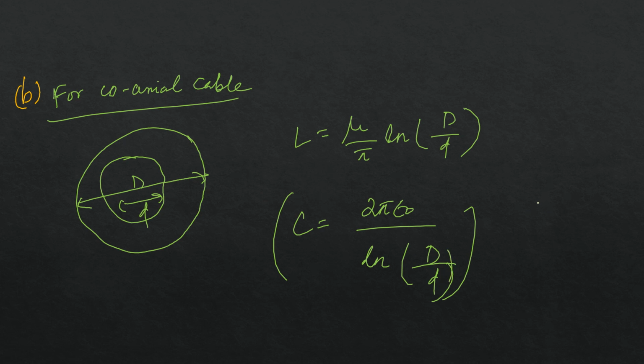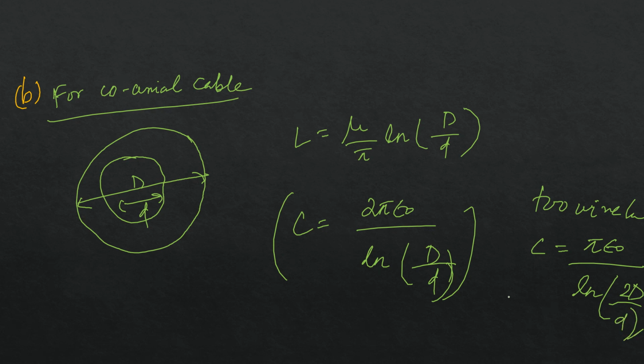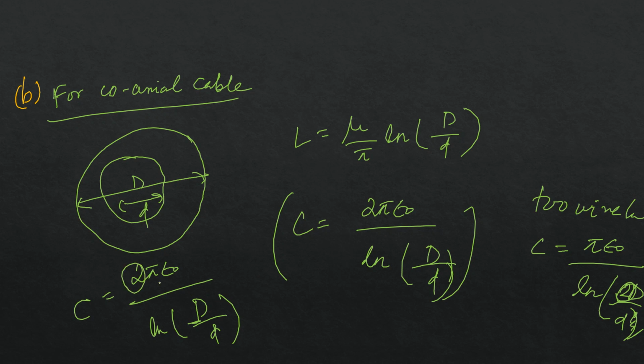In case of two wire line, it was C is equal to pi epsilon naught by ln 2d by d. For coaxial, it is C is equal to 2 pi epsilon naught by ln D by d. For two wires, it is 2d by d. There is a 2 here, there is no 2 here. Remember it this way.